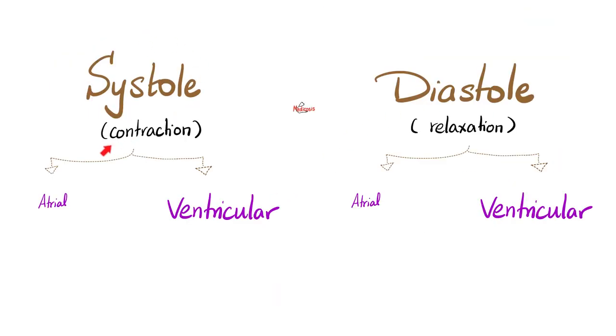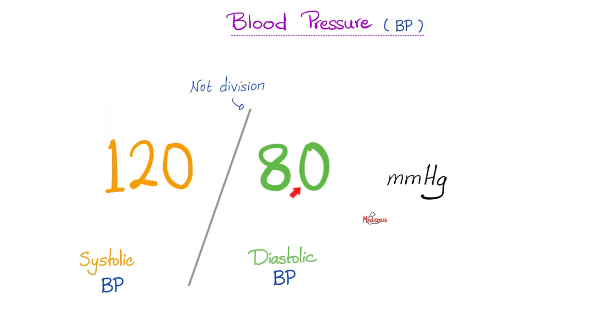Who contracts? Well, the atrium can contract and the ventricle can contract. But when we say systole in general, most of the time we're referring to the ventricle. If I want to refer to atrium, I will say atrial systole. But if I just say systole, I mean ventricular. Same thing with diastole.